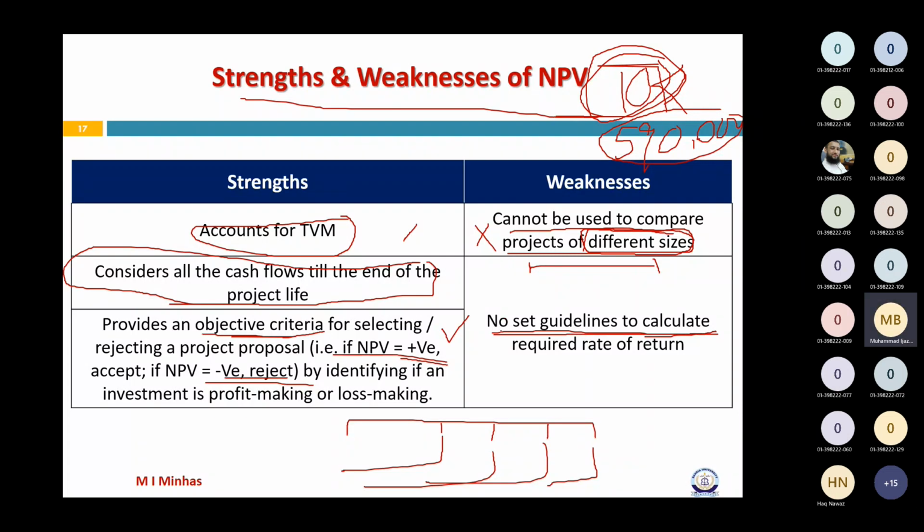But there's another problem with this, that there are no set guidelines to calculate the required rate of return. Now, this is the point that I really wanted to touch. Already, I've discussed it a bit with you. It depends on so many factors, right?